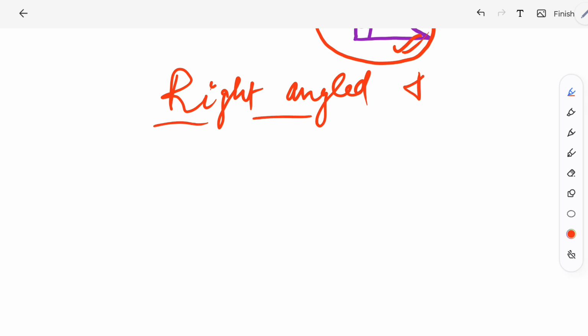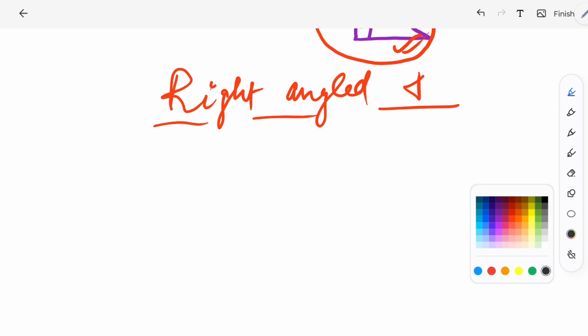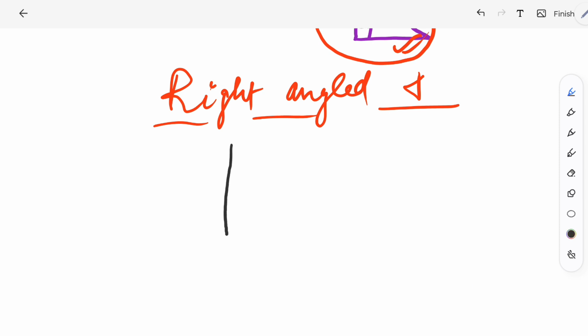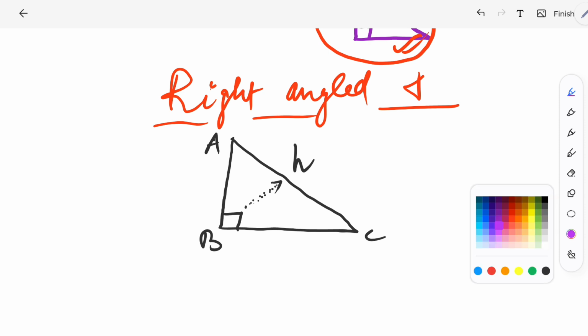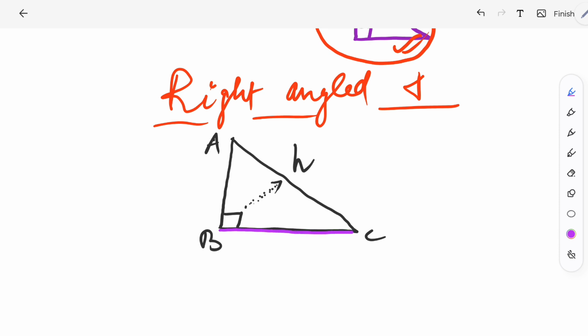A right angle triangle means a triangle whose one angle must be 90 degrees. So let this be a right angle triangle ABC, which is right angled at B. The side just opposite to the right angle is known as the hypotenuse. And the remaining two sides, that is BC and AB.